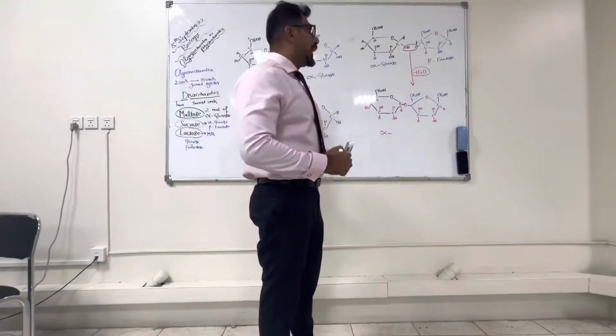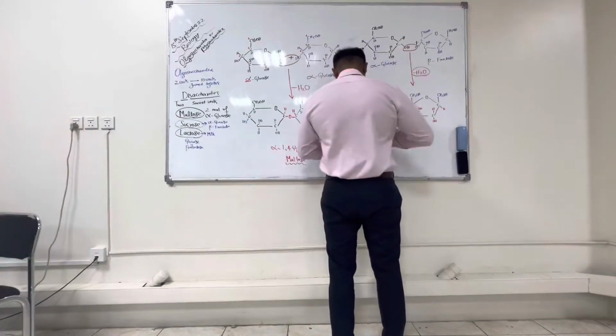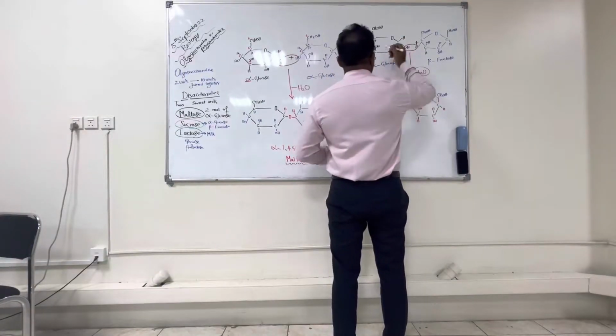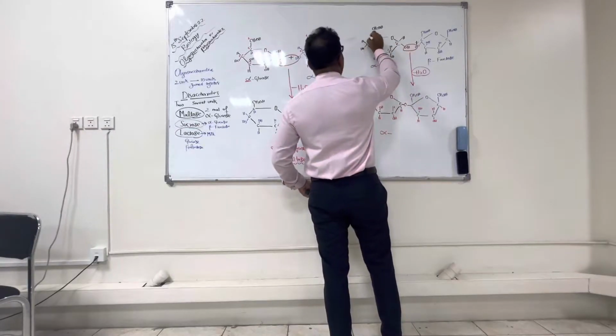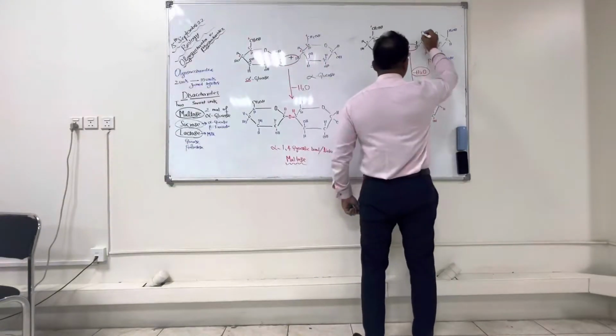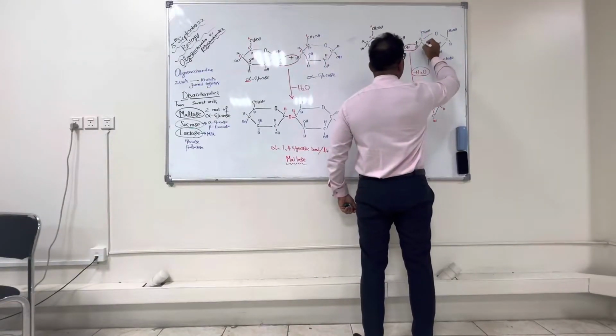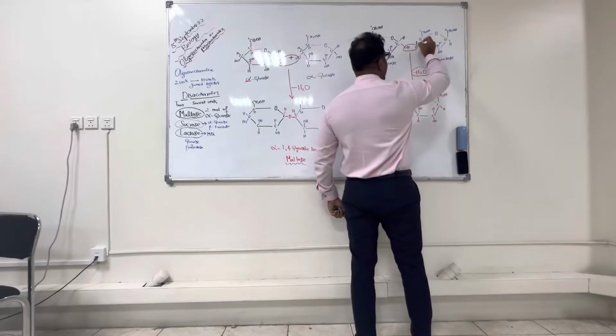Right? Now again, do the numbering. This is, let's use some other color. 1, 2, 3, 4, 5, 6. This one is numbering starting from here. 1, 2, 3, 4, 5 and 6. Why is the numbering starting from here?